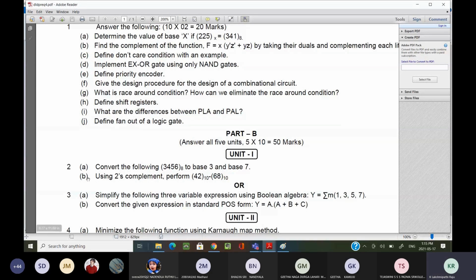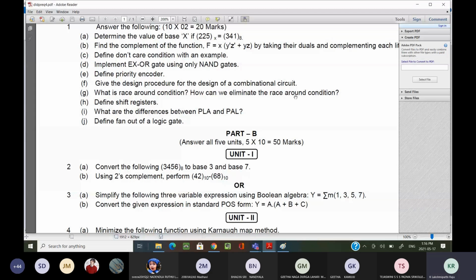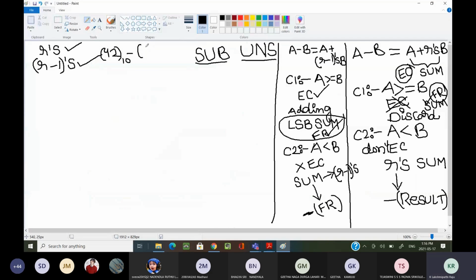In this paper, in question number 2, part B, using 2's complement subtraction, perform 42 base 10 minus 68 base 10. Write down the problem: 42 of base 10 minus 68 of base 10.